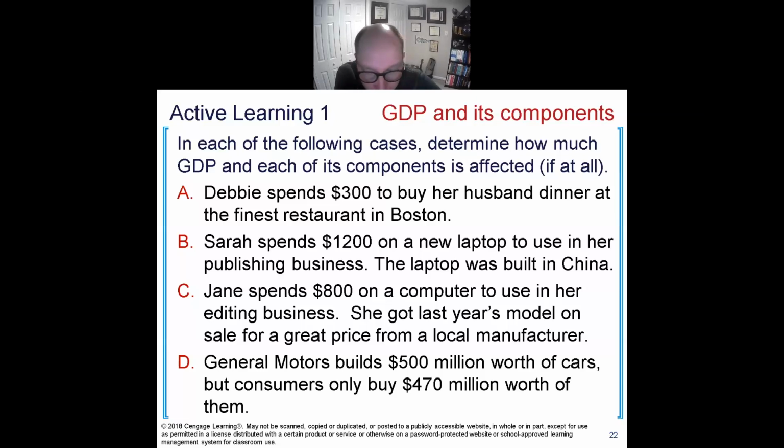General Motors builds 500 million worth of cars, but consumers only buy 470 million worth of them. So 500 minus the 470, that would be the difference. So 470 is consumption, and the remaining balance would probably remain in the business.